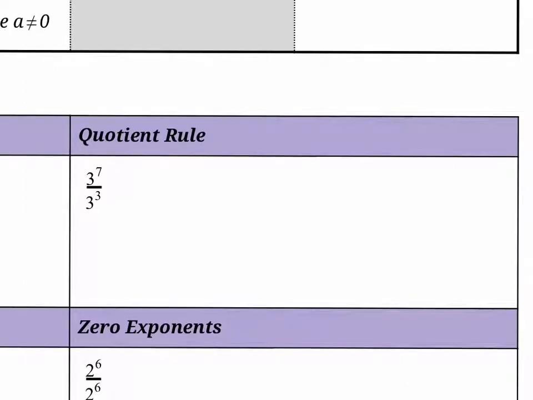So let's take a look at the quotient rule. So instead of multiplying, what if we divided these? So what would this look like? We've got one big fraction bar. We've got 7 3s on the top of the fraction. So that's 5, 6, 7. And at the bottom we have 3 3s. So let's simplify this.